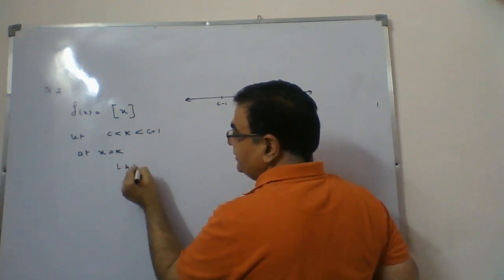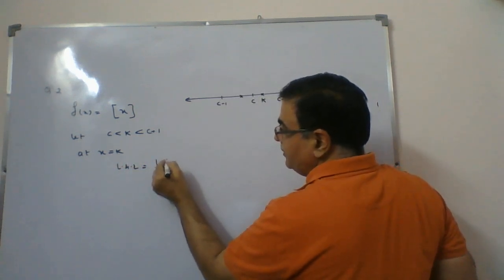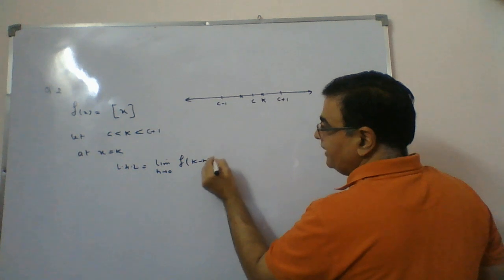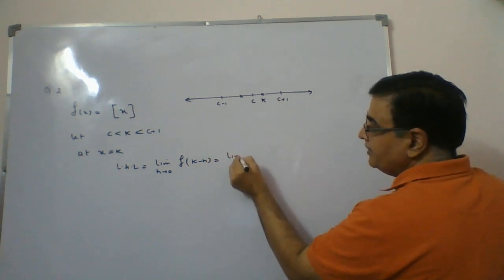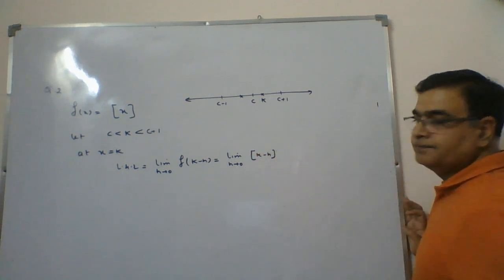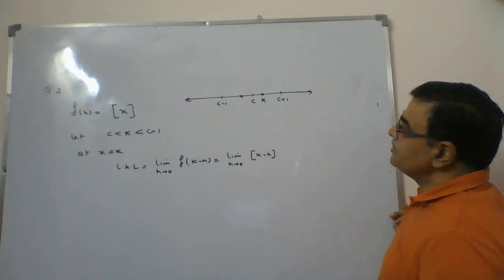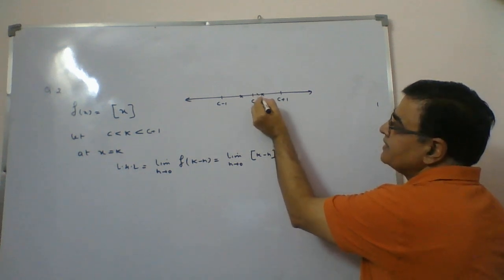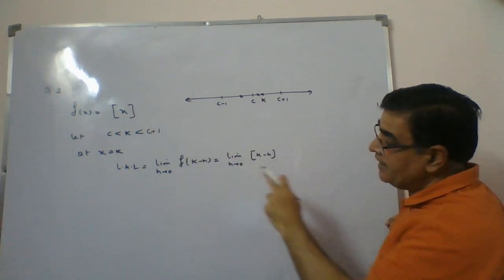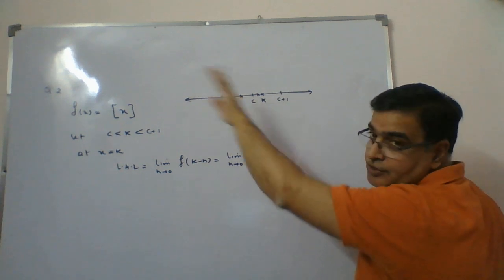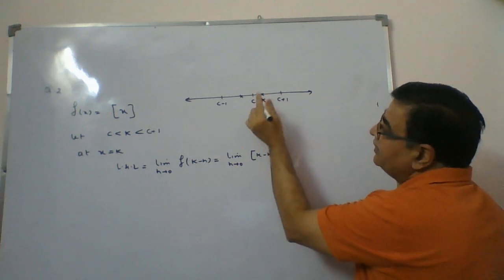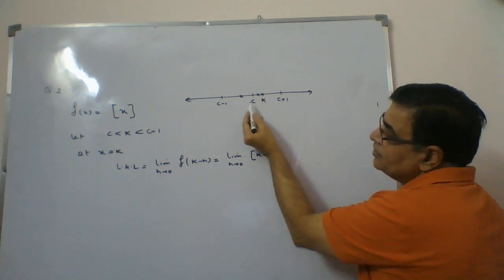first the left hand limit, which will come out to be limit h approaches 0 of f(k minus h), which you write as limit h approaches 0 of the greatest integer of k minus h. k minus h will be slightly less than k. You can't go below c because this is very near to k, as h approaches 0. So you can't take a number which is beyond c. So that we should keep in mind. So k minus h will be somewhere here. So what is the integer just below it?